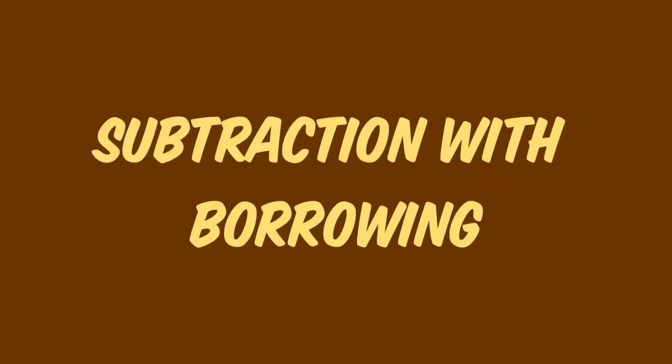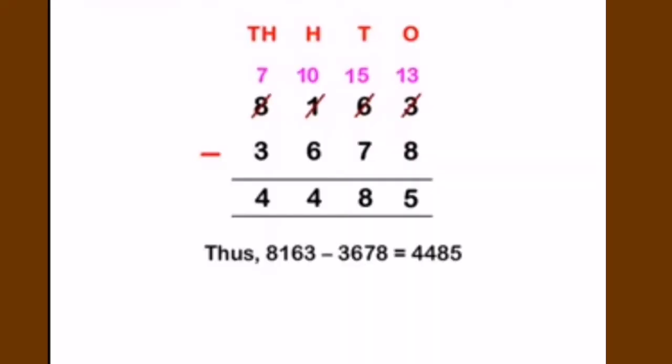Next, coming to subtraction with borrowing. Let us take an example of 8163 minus 3678. Here also for subtracting we have to start from the ones place. In the ones place there are 3 and 8. 3 is less than 8. So we have to borrow from the tens place. In the tens place what is there? 6. So we will borrow 1 from the tens place. So it becomes 13. 13 minus 8, 5.